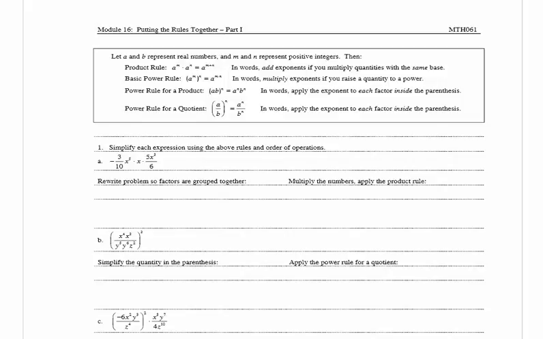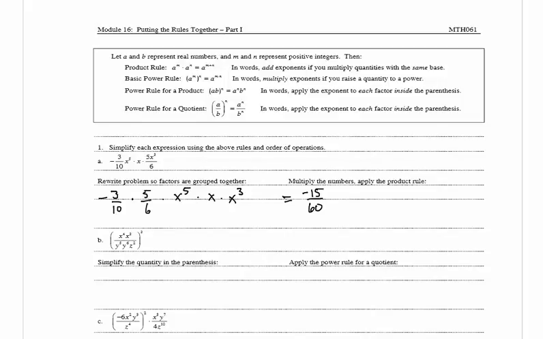And the first thing it wants us to do is rewrite the problem so factors are grouped together. So I'm going to have negative 3/10 times 5/6 times x to the fifth times x cubed. And now they want us to multiply the numbers and apply the product rule. So we're going to have negative 3/10 times 5/6 is equal to negative 15 over 60. And now we have x to the fifth times x cubed.